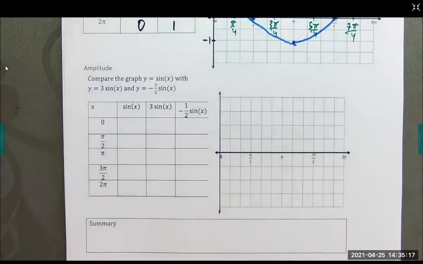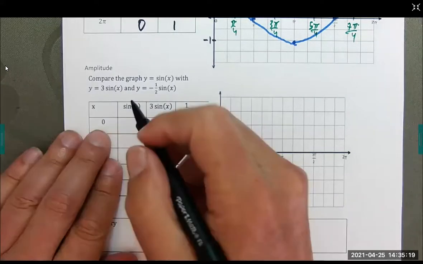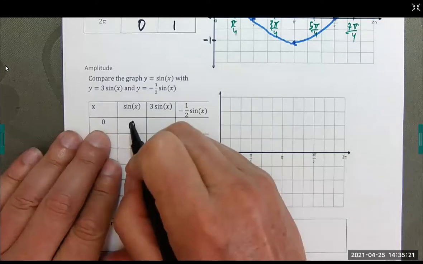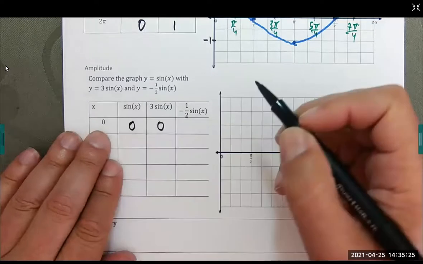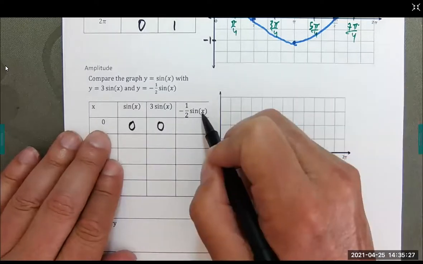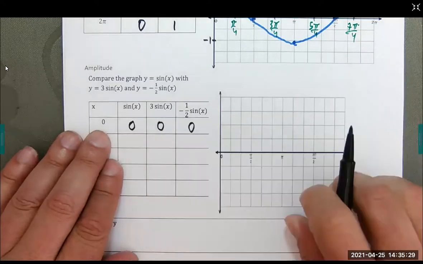So once again, sine of 0 is 0. Sine of 0 is 0 times 3 is still 0. And sine of 0 is 0 times -1/2 is still 0. So those don't change.